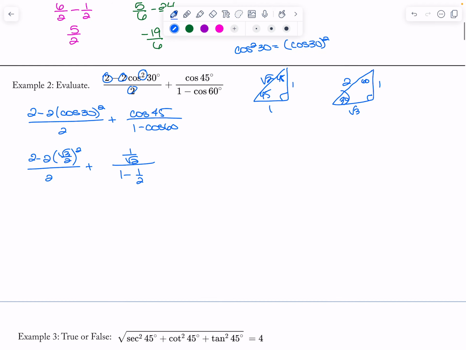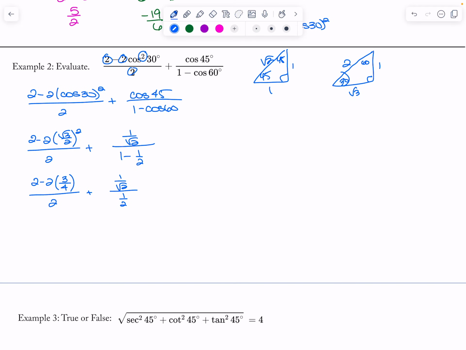And so now we're going to look here. I have 2 minus 2, root 3 over 2 squared. I square my numerator and square my denominator. So the square of the square root of 3 is just 3, and then 2 squared is 4, and then this is all over 2, plus 1 over root 2. And then 1 minus 1/2 is just 1/2. So now I get 2 minus 6 over 4 all over 2 plus 1 over root 2. I'm going to take my denominator, invert, and multiply. So that is 2 over 1.